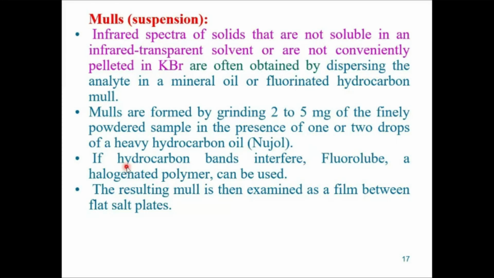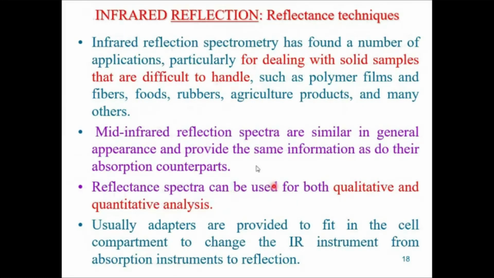If hydrocarbon bands interfere, Fluorolube, a halogenated polymer, can be used. This will not interfere. The resulting mull is then examined as a film between flat salt plates, same as you observe the solutions. Now, the sample handling is over.